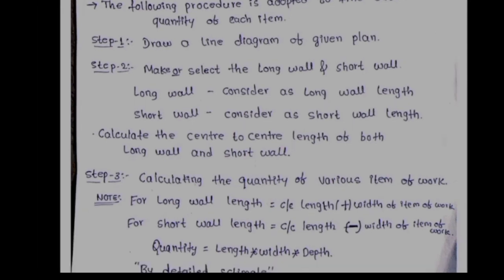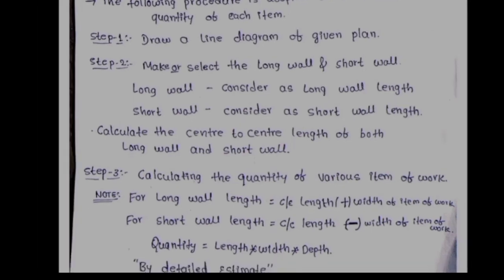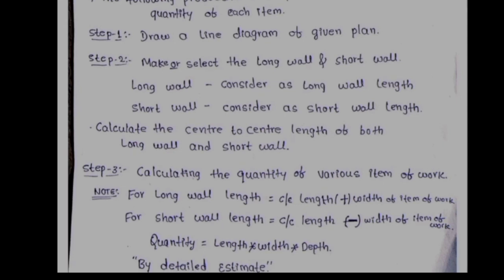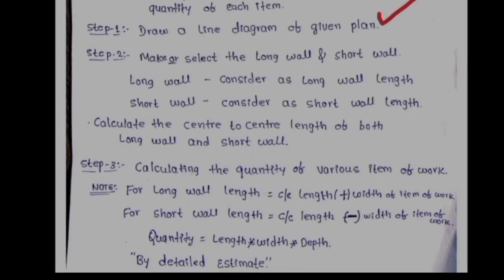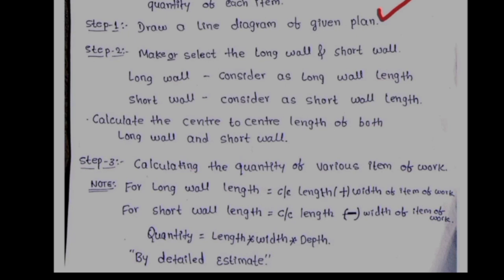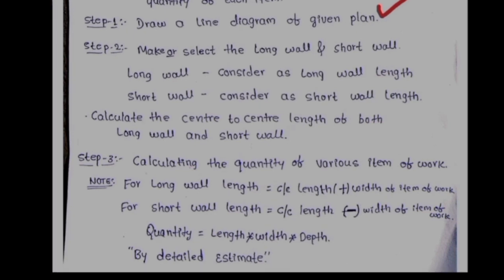work. In general, it includes only 3 steps to estimate the quantity. The first step is to draw a line diagram of a given plan, and the second step is to select or consider the long wall and short wall in the plan.